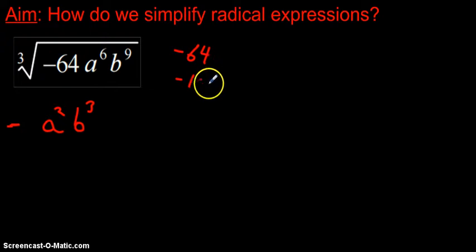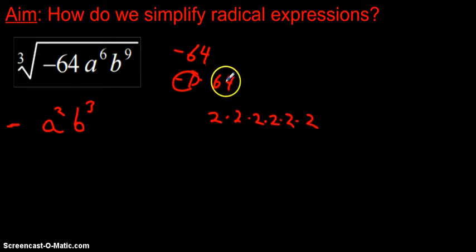So this we've already taken care of. A cubic root of a negative 1 will be negative. Do we have 3 of the same factor? 3 because our index is 3. So that is 2 times 2 times 2 times 2 times 2 times 2. 64 is 2 to the 6th power.